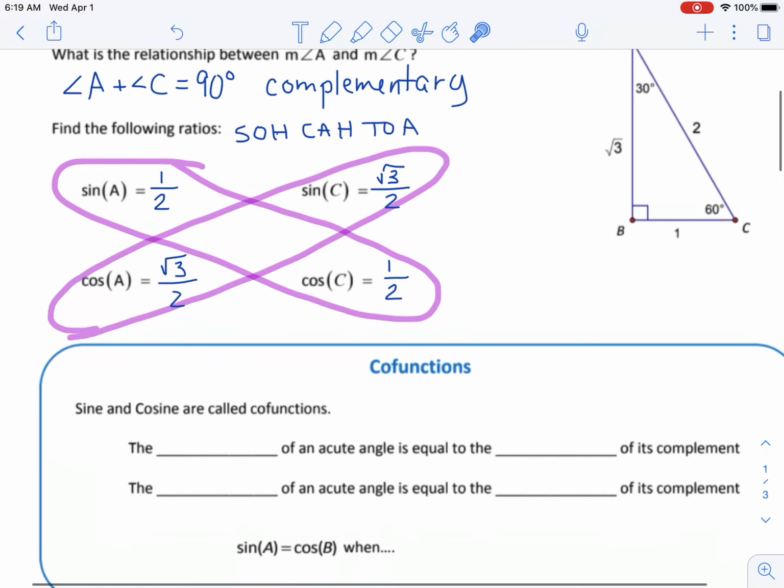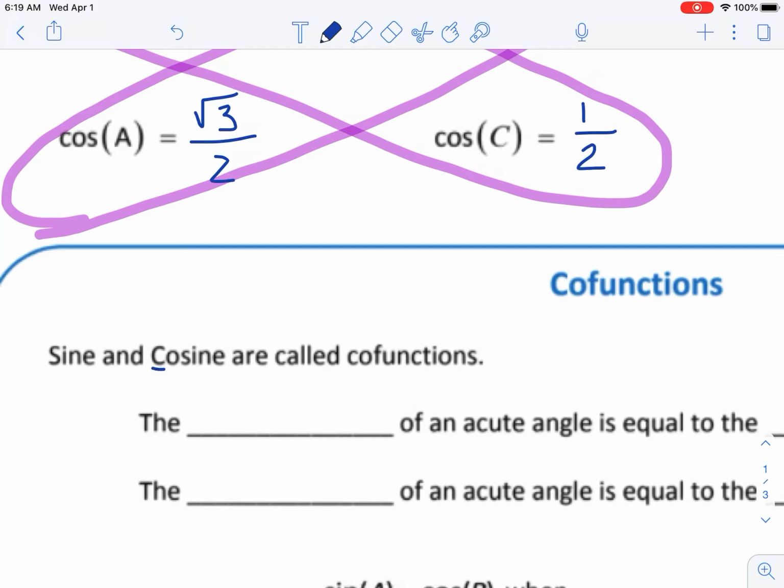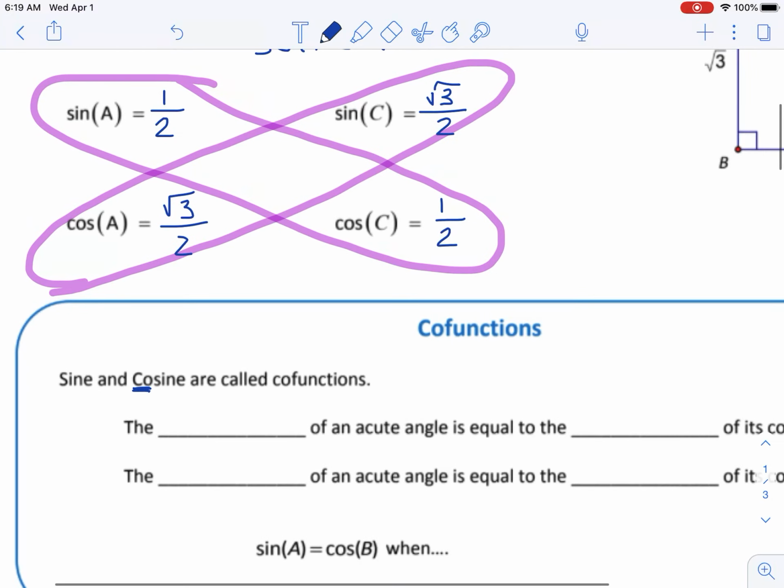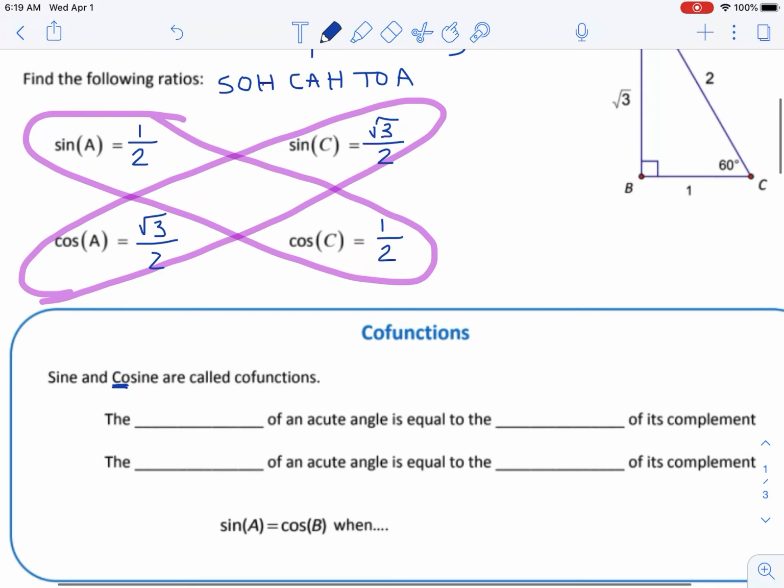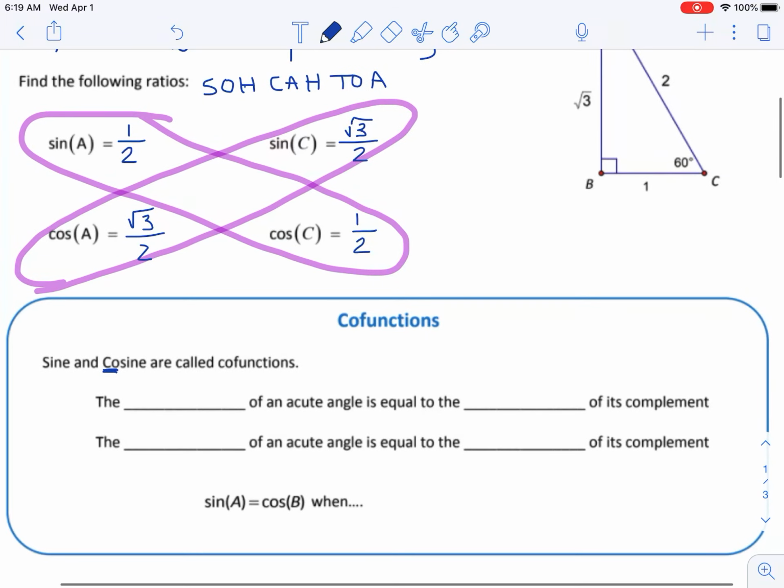So sine and cosine, we call them cofunctions, which should make sense because, look, it's sine and cosine, so they're called cofunctions. So if we think about these two sentences, read them over, see if you can think of what we're going to fill in the blanks.